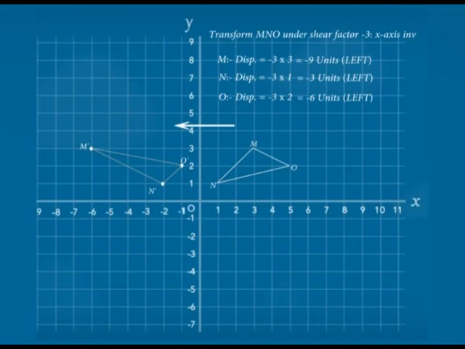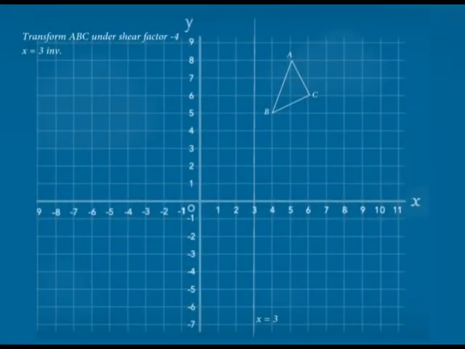Shear transformations parallel to the y-axis work in a similar manner. Consider triangle ABC to undergo a shear by shear factor -4 with the line x equals 3 being invariant.